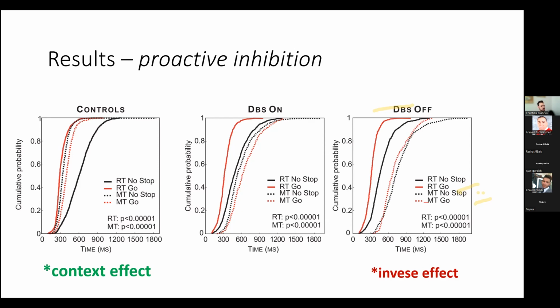And this is when we deactivate both electrodes. As you can see, the reaction times remain the same, but it's not important. The important part are the movement times. And if you compare it to the controls, the movement times, the dotted lines, are inverted. So we have longer no-stop trials and shorter go trials. This means we have a so-called inverse effect. We don't see this context effect on movement times, meaning that without electrodes, we have impaired proactive inhibition.